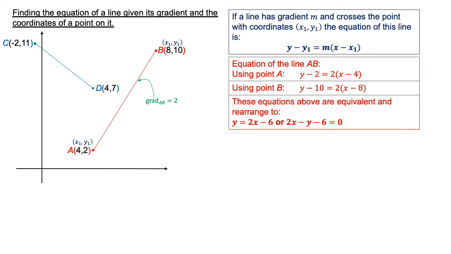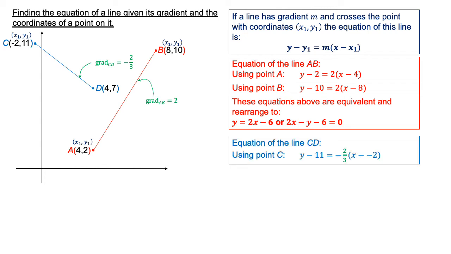So again, here is our line CD. We know from before that this has a gradient of -2/3. I'm going to use point C first, so there's my x1, y1. I substitute it into the formula, and there is the equation with everything put in without dealing with negatives or fractions. From there, I can already tell you everything about the line: it has a gradient of -2/3, and it crosses the point -2, 11.